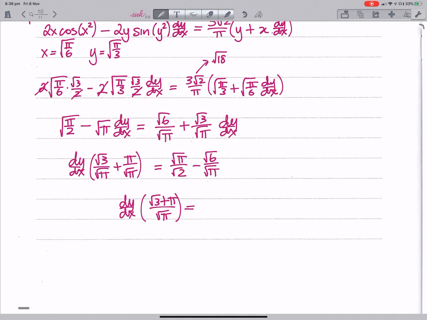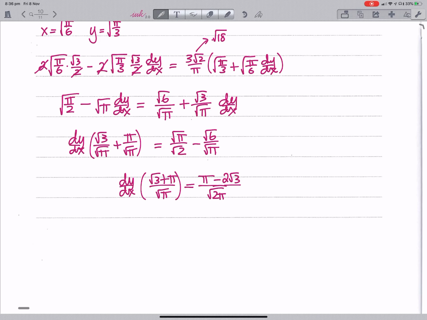So if I add a root pi on the bottom, I'm going to get pi root 2 pi. Here, if I add a 2 on the bottom, I'm going to put a 2 on the top, so I get root 12, which is minus 2 root 3. Okay, now we've got to divide that to the other side, which is the same as flipping and timesing. So dy dx is pi minus 2 root 3 on root 2 pi times root pi on root 3 plus pi. So that will cancel with that.